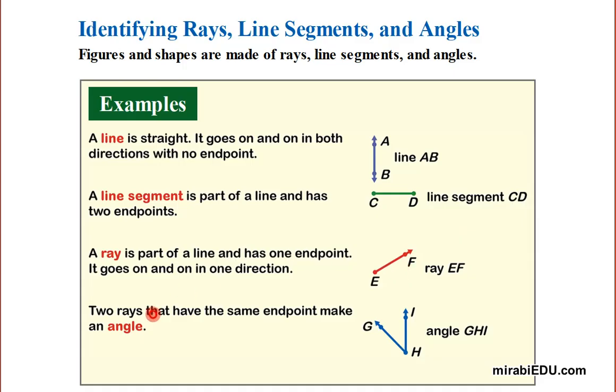Two rays that have the same endpoint make an angle. So here we have an angle. This angle is called GHI. GHI is called an angle, and H is the intersection point of these two rays. We sometimes call it the angle H, or the angle GHI.